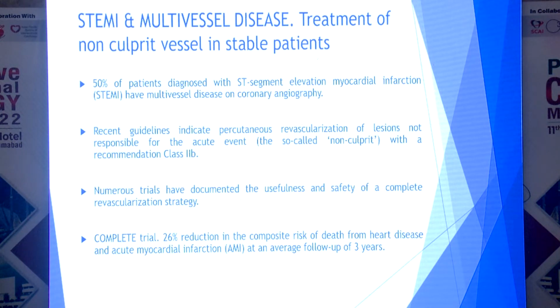Recent guidelines indicate doing primary PCI as a class 1 indication for the culprit vessel and class 2B for non-culprit vessels. Numerous trials have documented the usefulness and safety of a complete revascularization strategy. The COMPLETE trial showed a 26% reduction in the composite risk of death from heart disease and acute myocardial infarction at an average follow-up of 3 years. The patients were divided into two groups: one with staged PCI, and the other in which only the culprit vessels were dealt with.